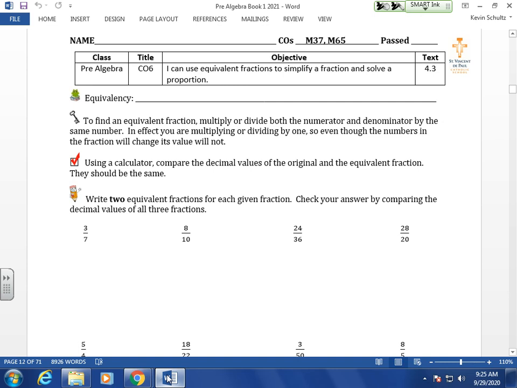Hello and good day. Today in pre-algebra we are covering CO6, using equivalent fractions to simplify a fraction and solve a proportion. Only one definition today, and that is equivalency.